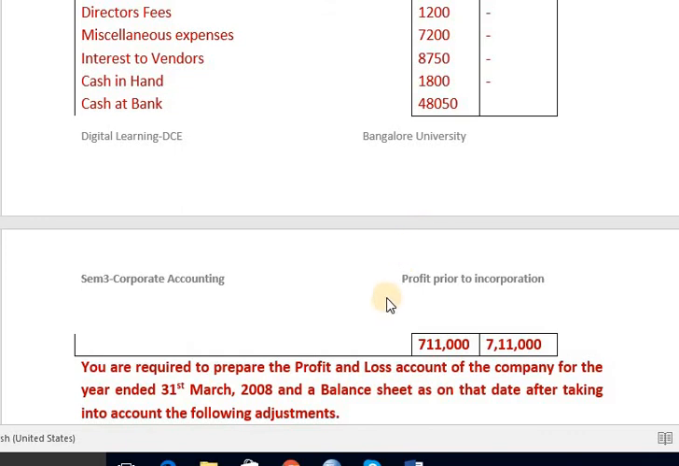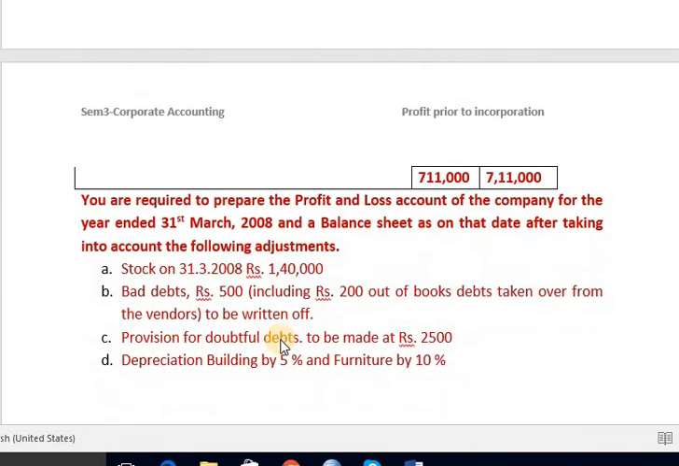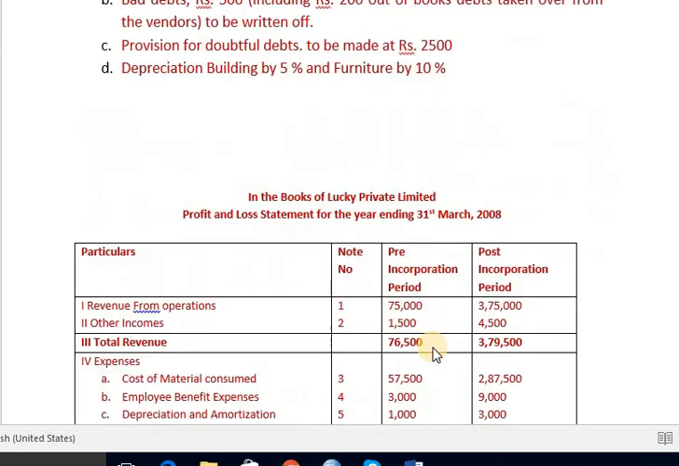You are required to prepare the profit and loss account of the company for the year ended 31st March 2008 and the balance sheet as on that date, after taking into account the following adjustments. Stock on 31st March 2008 rupees 1,45,000; bad debts rupees 500, including rupees 200 out of book debts taken over from the vendors, to be written off; provision for doubtful debts to be made at rupees 2,500; depreciation on building by 5% and furniture by 10%.